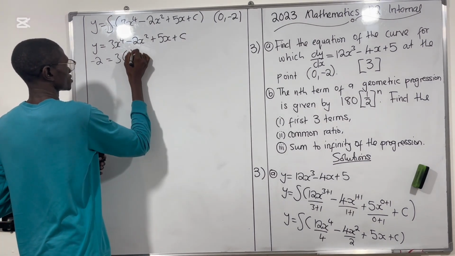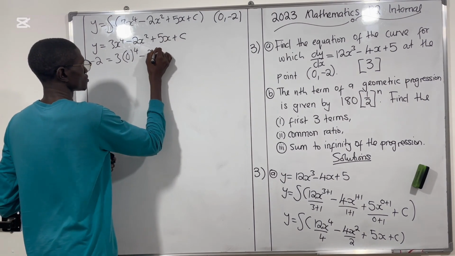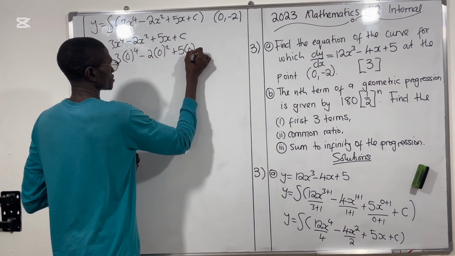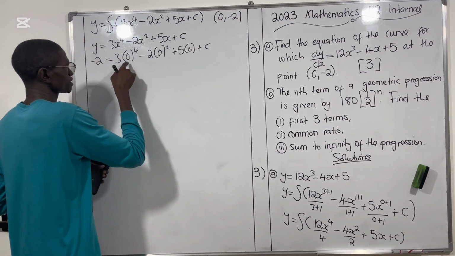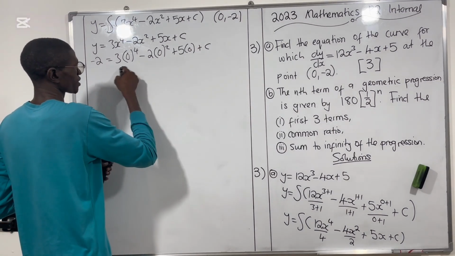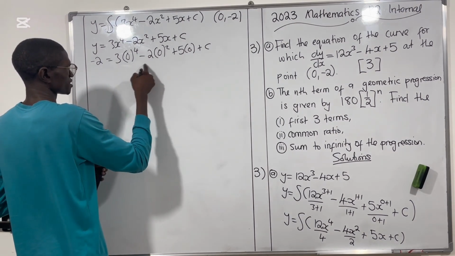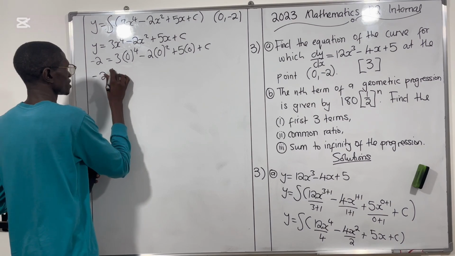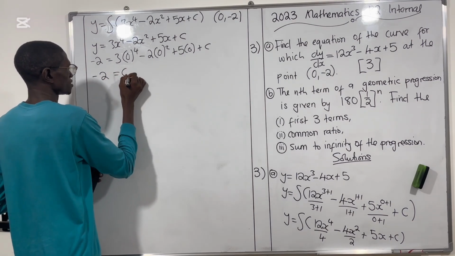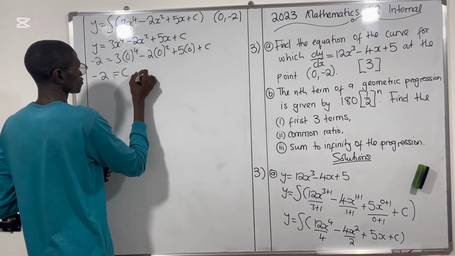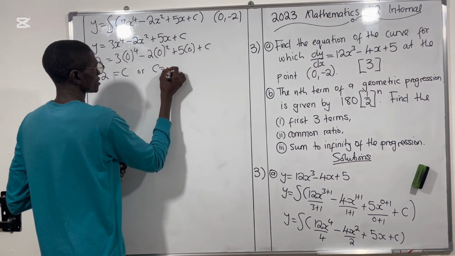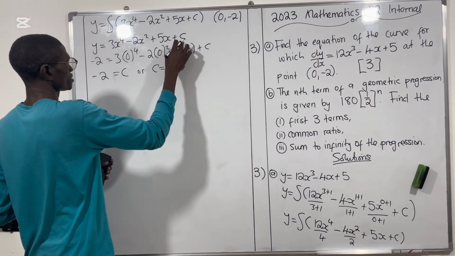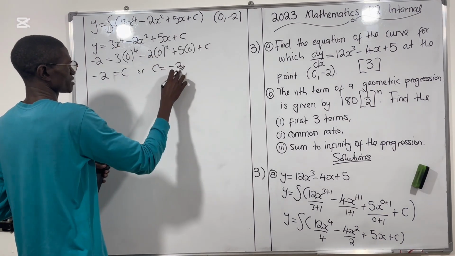Wherever there's x, we plug in a 0: minus 2, 0 to the power 2, plus 5, 0, plus c. You notice that the zeros are simply going to cancel everything, because this will give us a 0, that will give us a 0, that will give us a 0. Meaning we just remain with c this side. So c is equal to -2. Now that we know the value of c, we can go back to this equation, and where there is c, we plug in the actual value for c.